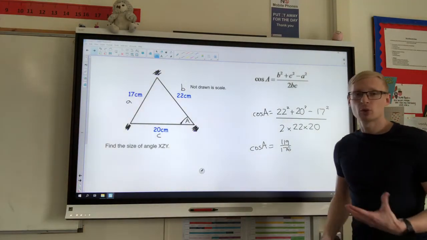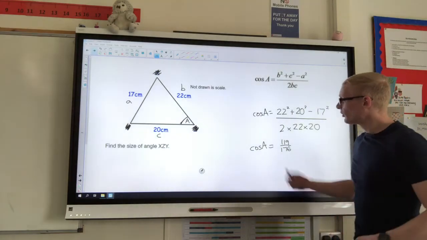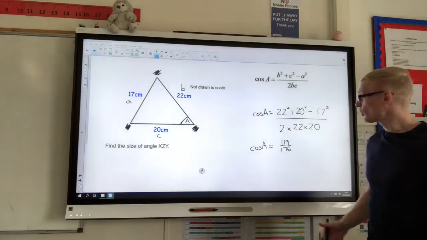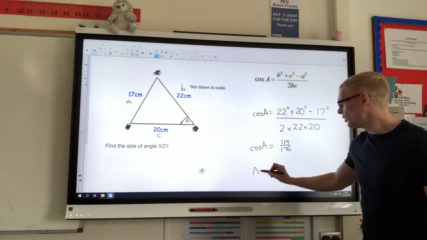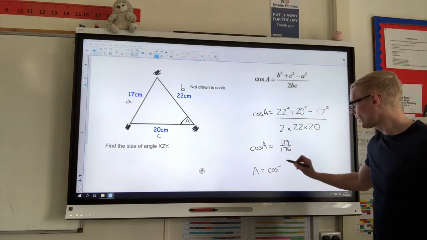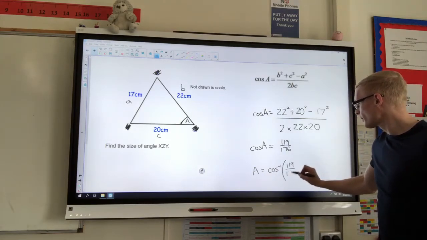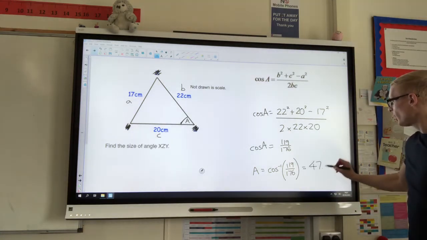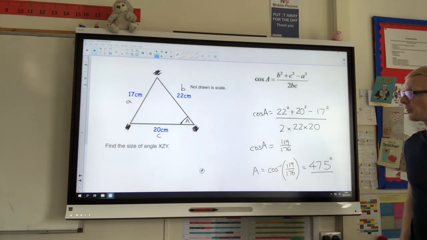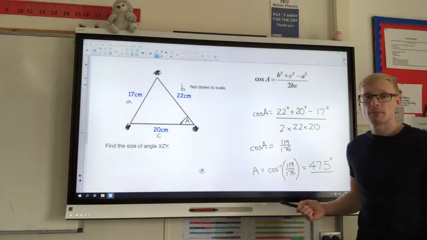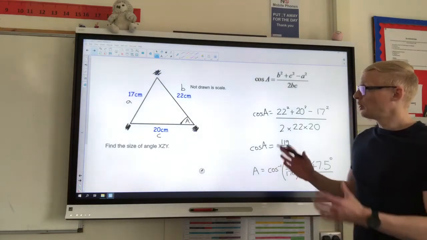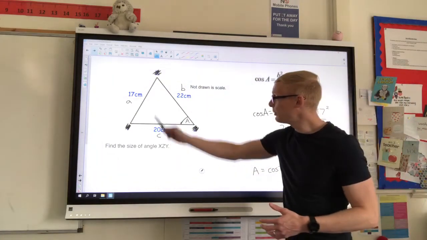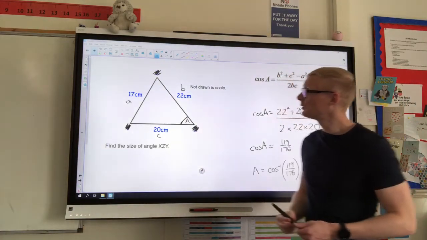Think back to the work that you did on trigonometry with SOHCAHTOA. When you were looking for an angle, you used a particular button on your calculator to undo cos, the inverse of cos. We used the cos to the minus 1 button. So cos to the minus 1 of this will get you your answer of 47.5 degrees to three significant figures. I would like you to pause the video and make sure you copy all of that down. Make sure you talk about the labelling of the sides and the angle there.